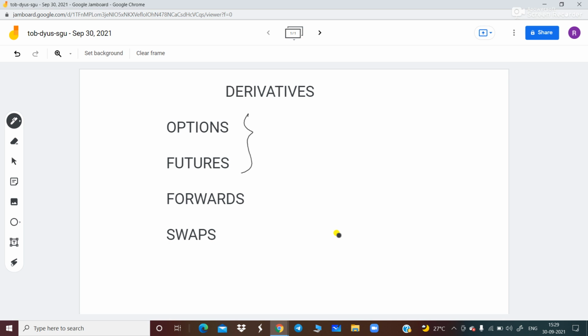You know that we trade in F and O, we trade in derivatives. So what is this F and O? This F stands for future and O stands for options. And in this, futures and options is the most commonly, or should I say most widely used derivative.